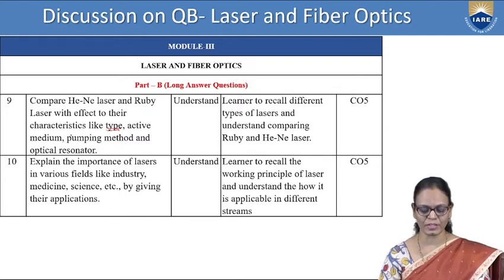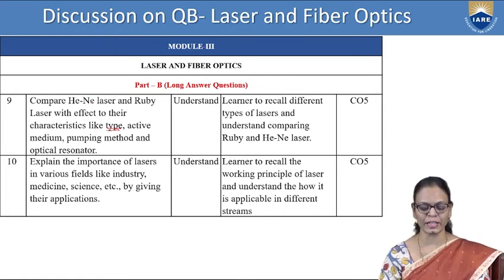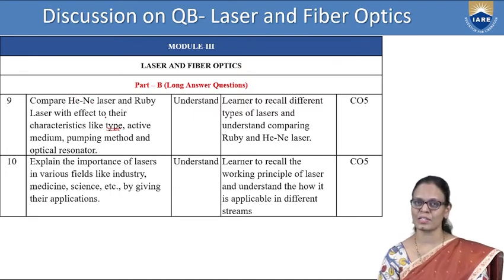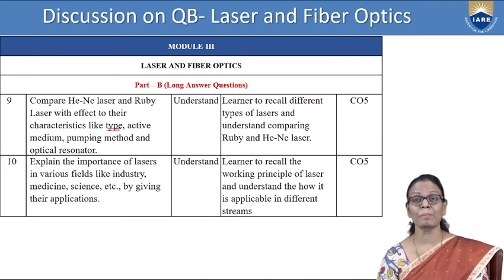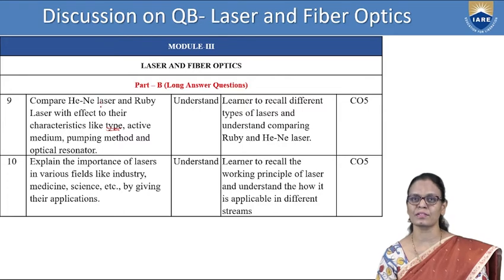And then what is the active medium here? In ruby laser, we are taking the rod, aluminum oxide and chromium mixed, and in helium neon, we are mixing different parts of helium and neon, which serves as active medium. Then the pumping method: in ruby, it is optical pumping. In helium neon laser, it is electric discharge.